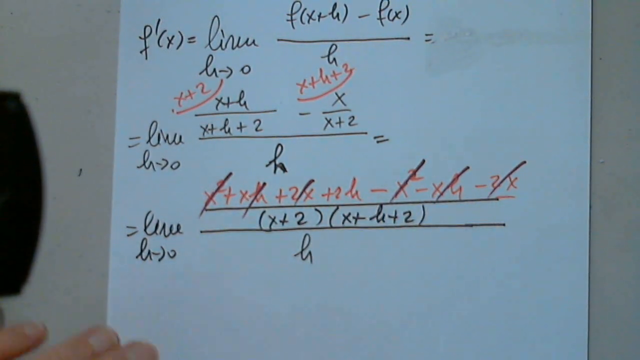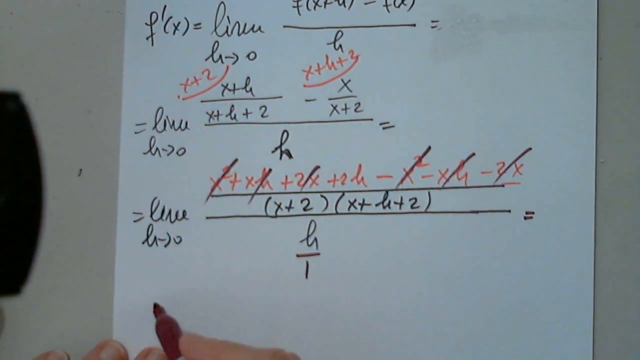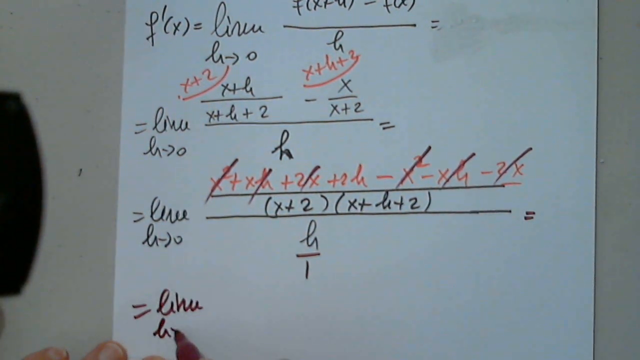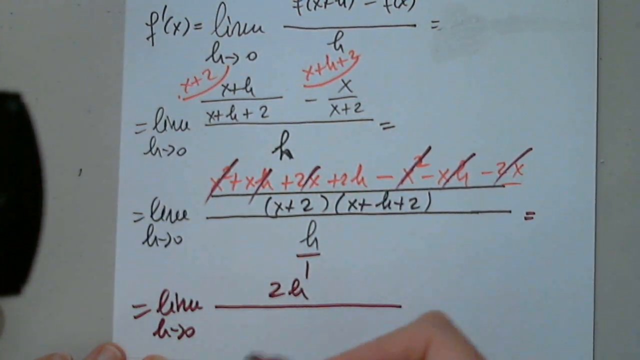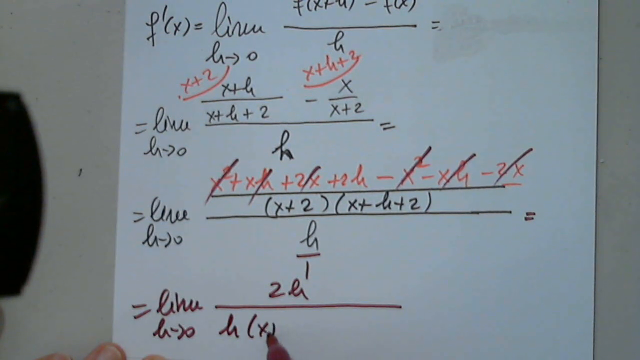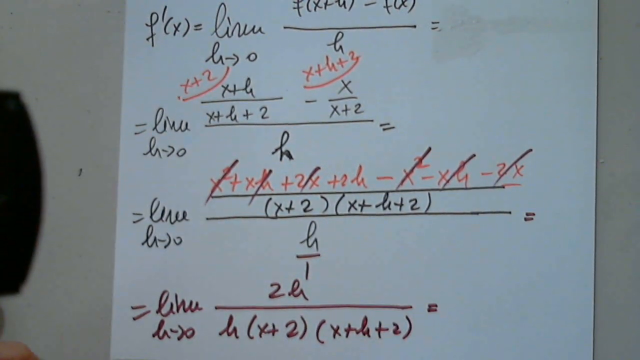So I see 2h, this is h over 1, and I have to flip the denominator because I'm dividing. Do not drop the limit operator. So then I have the numerator, which is 2h, and the denominator now becomes h times x plus 2 times x plus h plus 2.